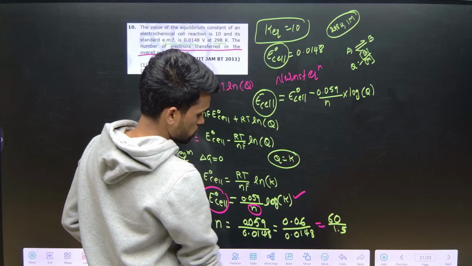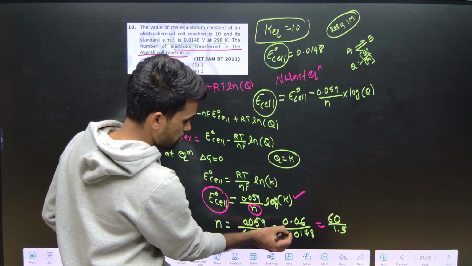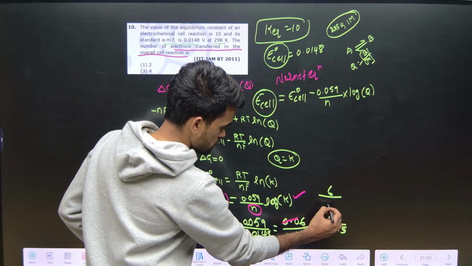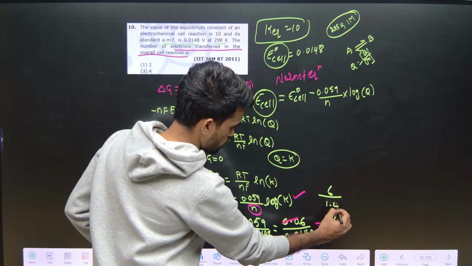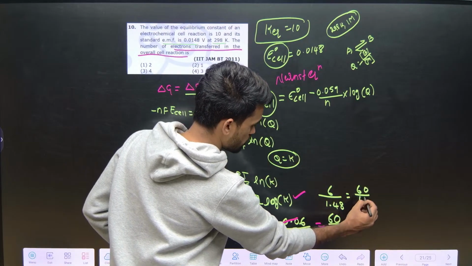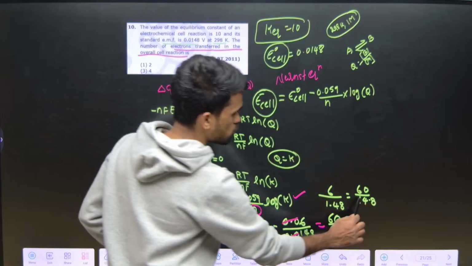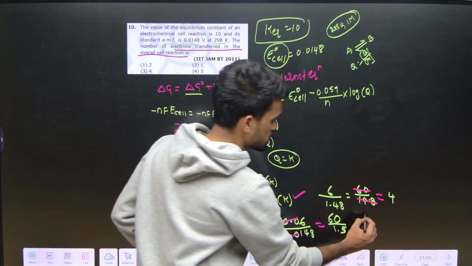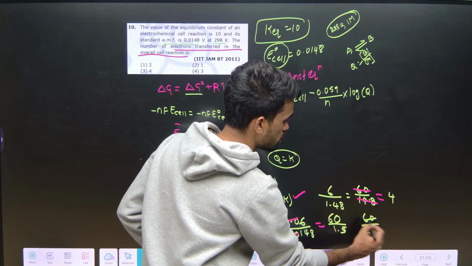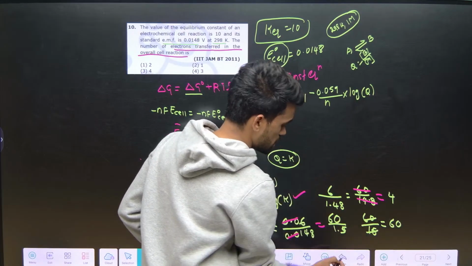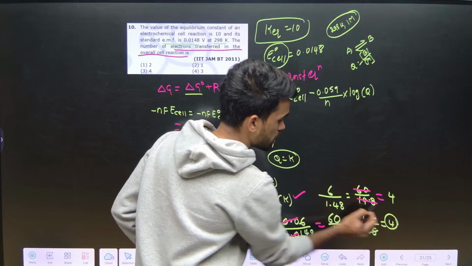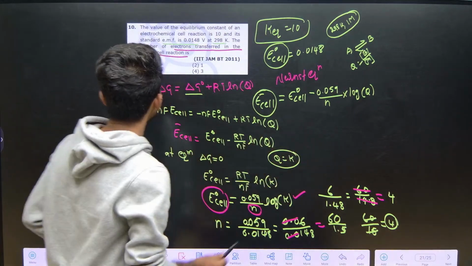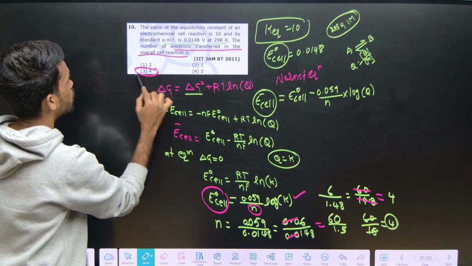See, I am writing, just remove these zeros, that is 6 by 1.48, that is nothing but 60 by 14.8. So this value is how much? You will get the nearest value as 4. Because 60 by 15 is how much? 15 fours are 60. So that's why I am taking 60 by 14.8 as 4. So you have option number 3, that will be your answer for the question.